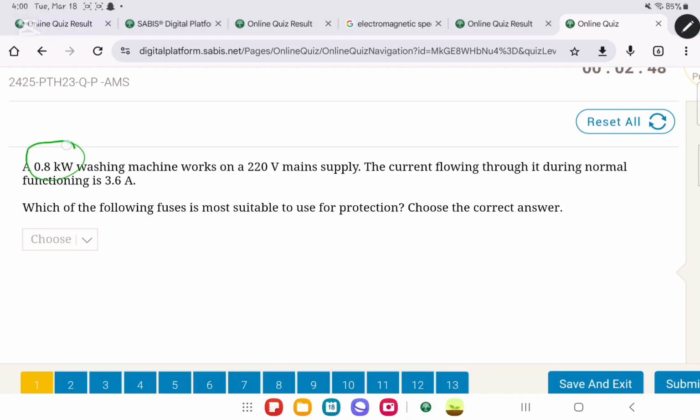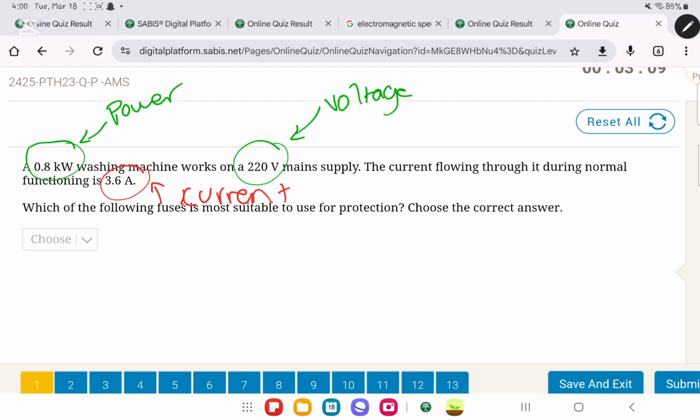A 0.8 kilowatt washing machine works on 220 mains volt supply. So we have the power over here, and then over here we have the voltage. The current flowing through it during normal functioning is 3.6 amperes. So directly without solving, they gave us the current. And they told us, which of the following fuses is most suitable to use for protection? So, which fuse is most suitable to use for protection?